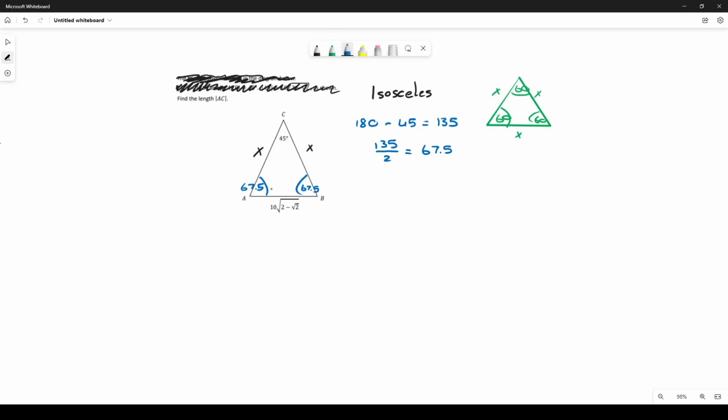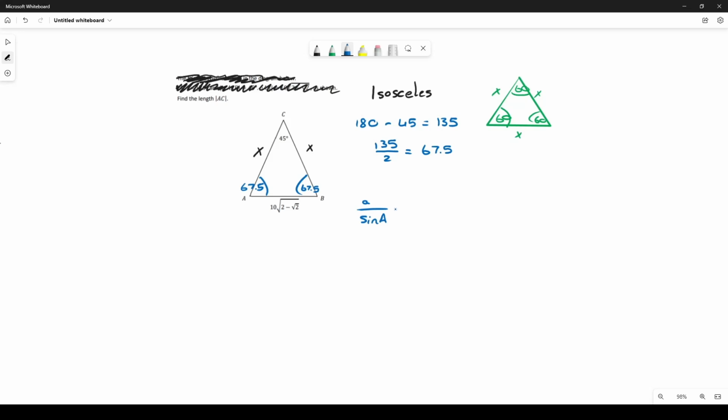Anyway, with this question, not a right angle triangle. Do we have a matching pair? Yes, sir. Sine rule. And what we're missing is a side. So I'm going to use the sine rule variation with the sides on the top, like so.